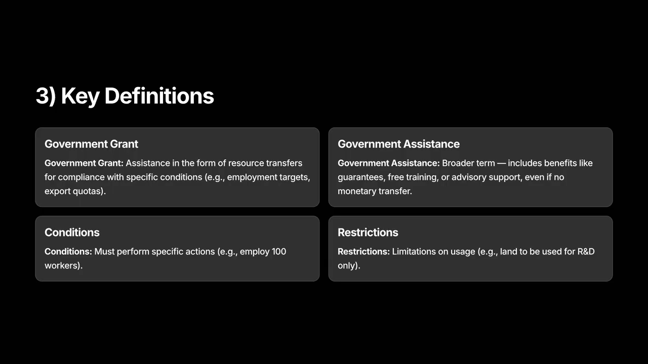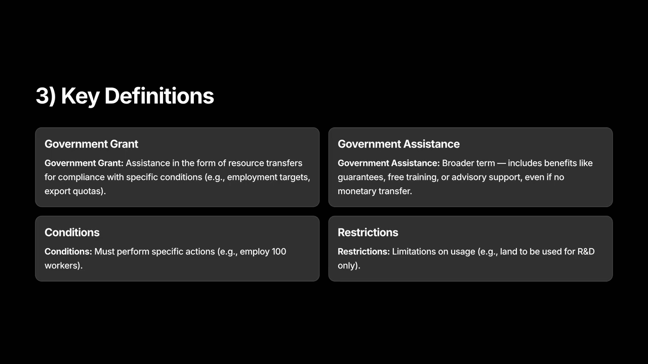Key definitions. Let's get the key terms clear. A government grant is assistance that involves a transfer of resources, usually cash or assets, given to an entity for meeting specific conditions. For example, the government gives you 10 lakh rupees if you employ 100 workers. Government assistance, on the other hand, is a broader term. It includes any help from the government, even if no money changes hands, like free training, guarantees, or advisory support.